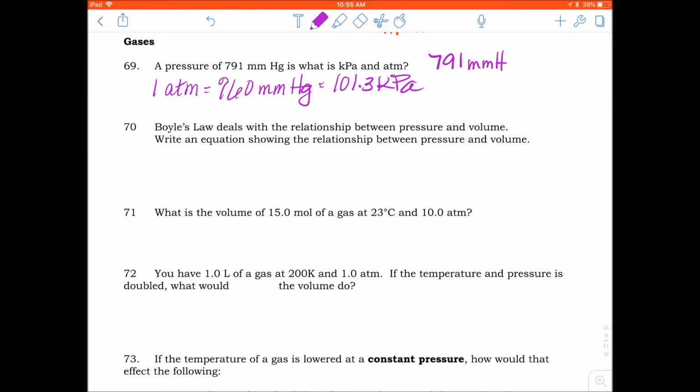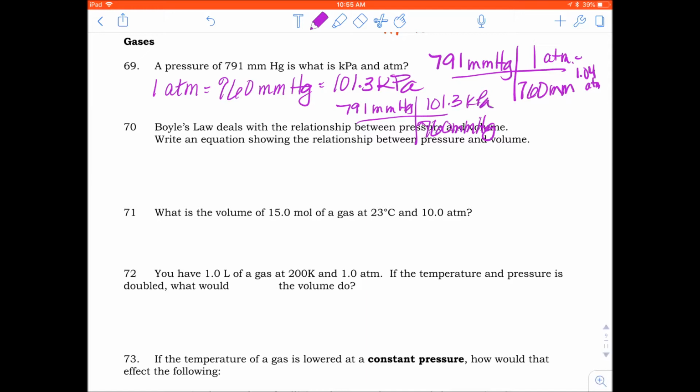791 millimeters of mercury. If we multiply that by 1 atmosphere for every 760 millimeters, we'll get our measurement in atmospheres, which is 1.04. Same story to convert to kilopascals. 791 millimeters of mercury divided by 760 millimeters for every 101.3 kilopascals. And that's 105.4.